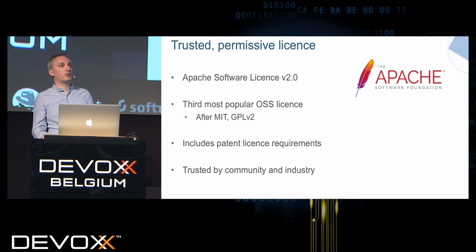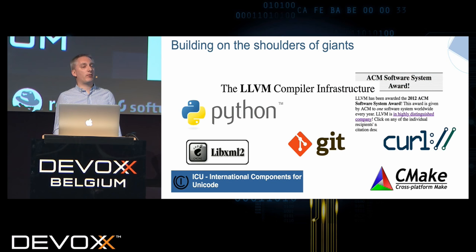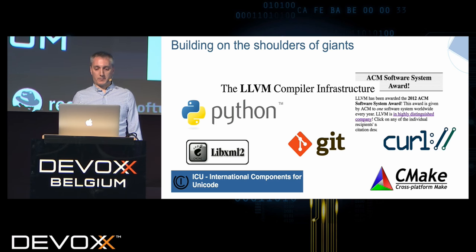I mentioned earlier that Swift's built on top of the LLVM compiler infrastructure, but that's not the only existing open source project that's being used. Like pretty much all software nowadays, Swift is building on the shoulders of the giants of people who've gone before. So as well as the LLVM compiler infrastructure, which is underlying the Swift compiler, it uses libxml for XML, it uses ICU for Unicode, the build system has CMake, and they use Python to auto-generate code. So Swift itself is building on solid foundations.